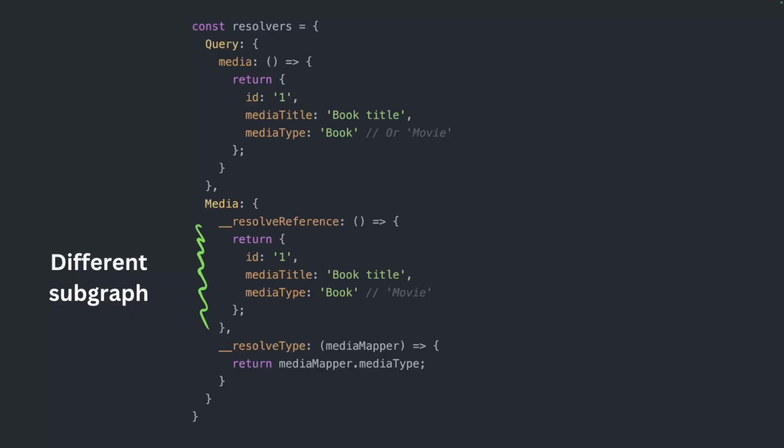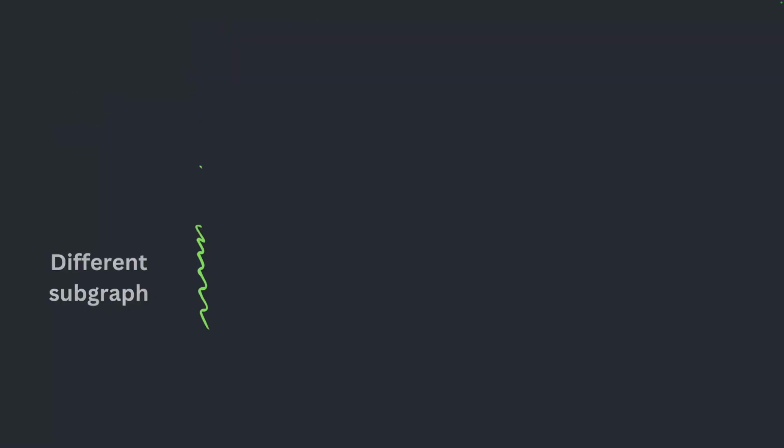And we can notice that this returns the same payload as the media query from the same subgraph. The only difference between these two resolvers are which subgraph they come from. After that, the resolve type or the is type of resolvers will get called the same way. Now let's take a look at some rules around meta resolvers.